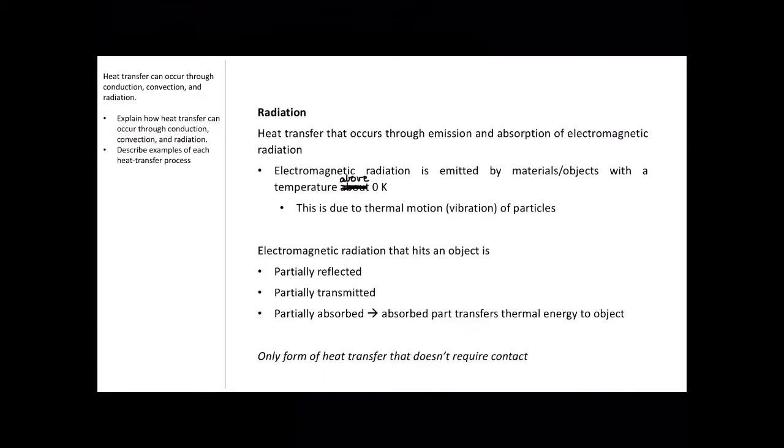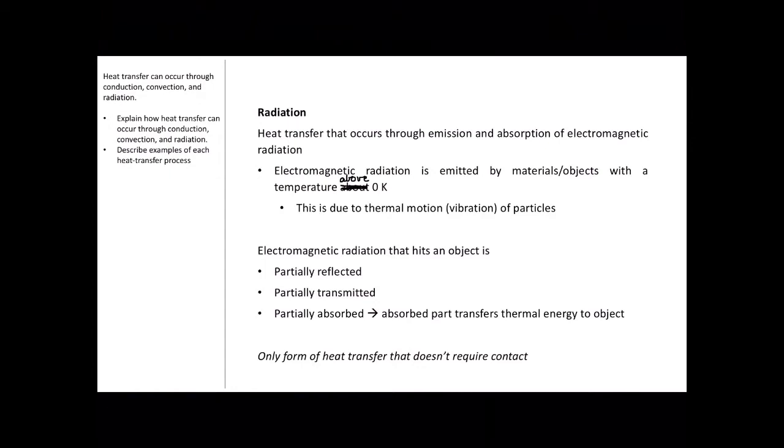So radiation is heat transfer that occurs through emission and absorption of electromagnetic radiation. This electromagnetic radiation is emitted by materials or objects with a temperature above 0 Kelvin, so anything that has a temperature that is above absolute zero. And this emission is due to thermal motion, so vibration of particles.